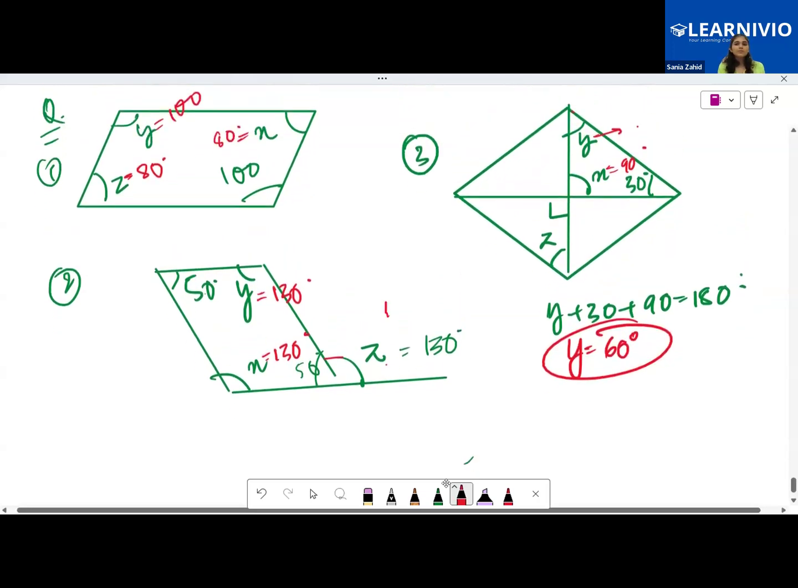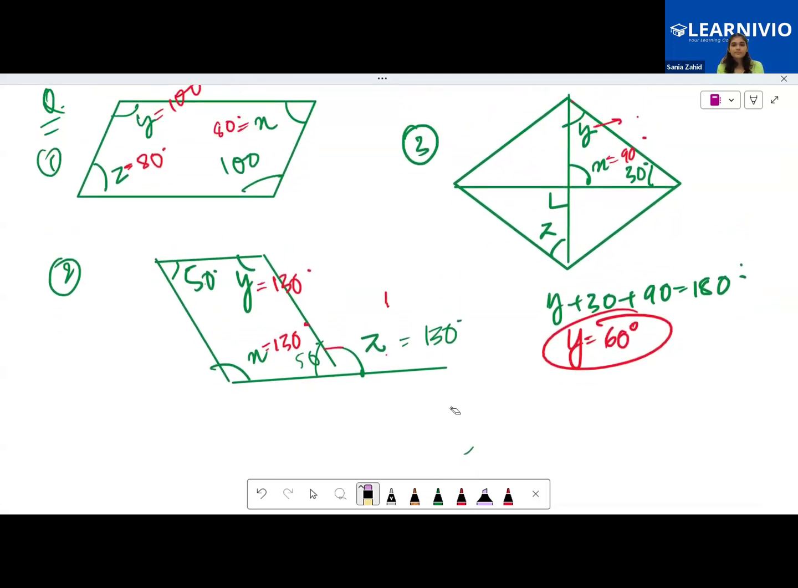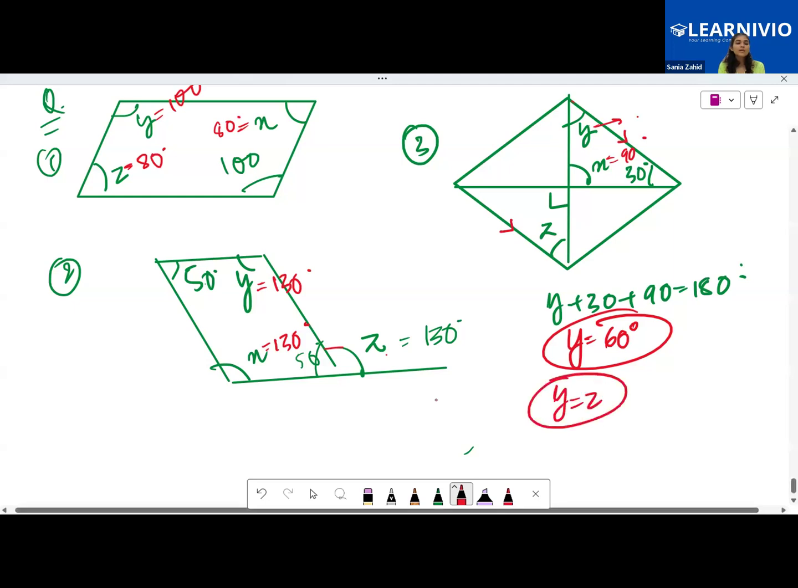Now we did not find z. We will find z. Okay, x we have 90 degrees, y we have 60 degrees. Now look here. This line and this line, they are parallel. If they are parallel lines, that means y will be equal to z only. y and z will be equal, and if y is equal to z, they are equal to 60 degrees. z is equal to 60.